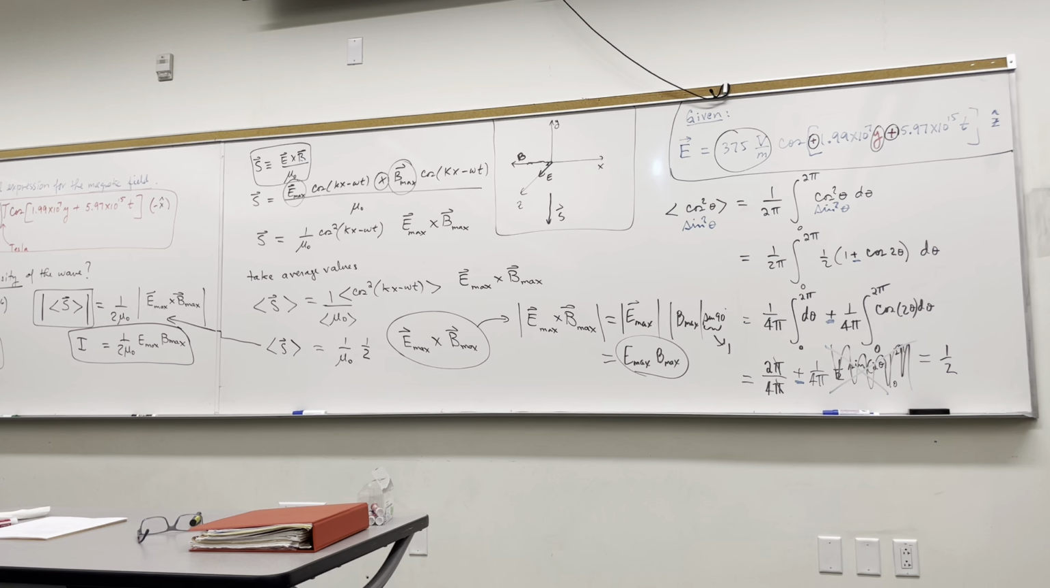What is the relationship between the electric field amplitude and the magnetic field amplitude? E max equals C B max. Exactly. So E max equals the speed of light in vacuum or in the medium that this is traveling in, times B max. So since the electric field amplitude is 375 volts per meter, and C in vacuum is 3 times 10 to the 8th meters per second, then B max, the magnetic field amplitude, is 375 divided by 3 times 10 to the 8th. And what do you get?